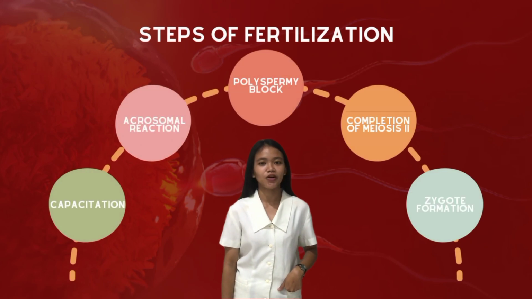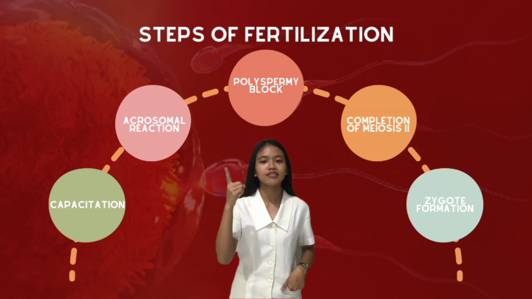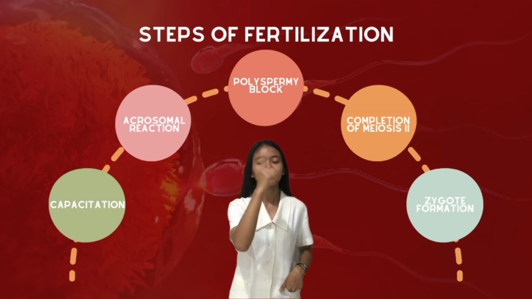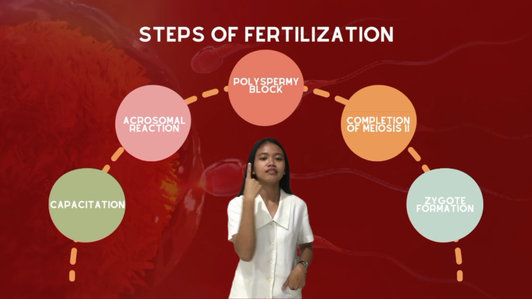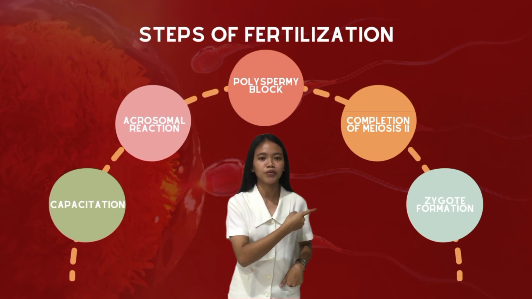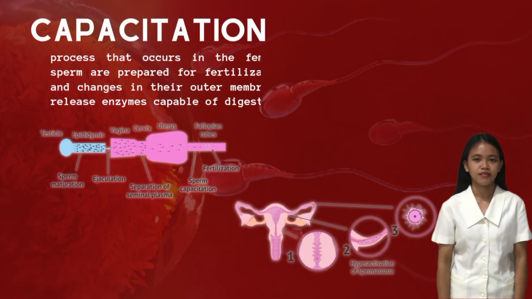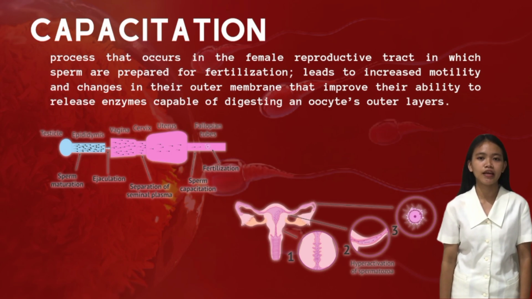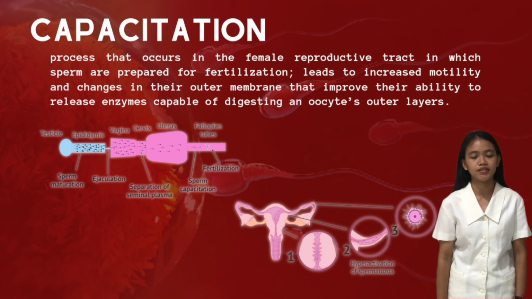Here are the steps of fertilization. The first step is capacitation. The next is acrosomal reaction. The third step is polyspermy block. The fourth is completion of meiosis II. The last is the zygote formation. Let's move forward to the first step of fertilization, which is capacitation.